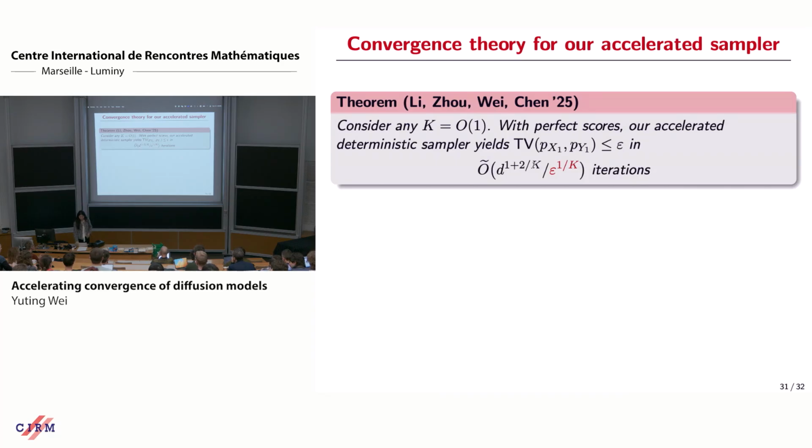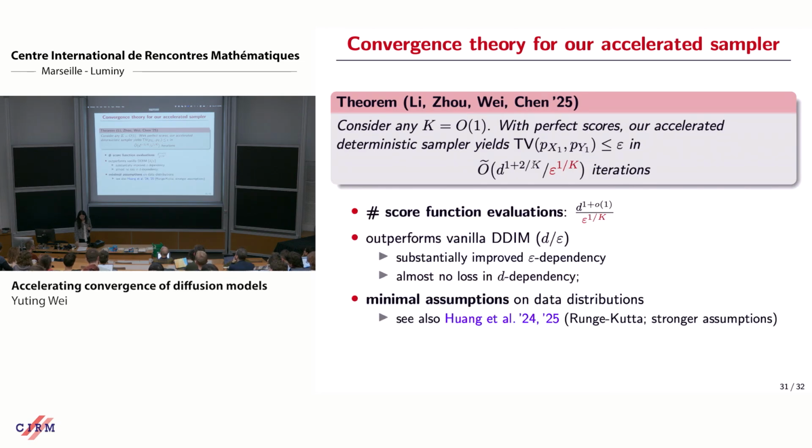Yeah, that's a great point, that we don't want to assume a higher order accuracy for the score estimation error. But here we also have the Jacobian error that cannot be ignored.